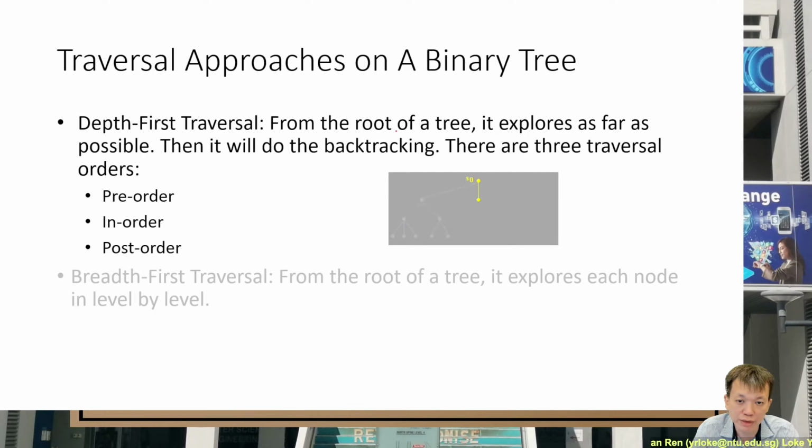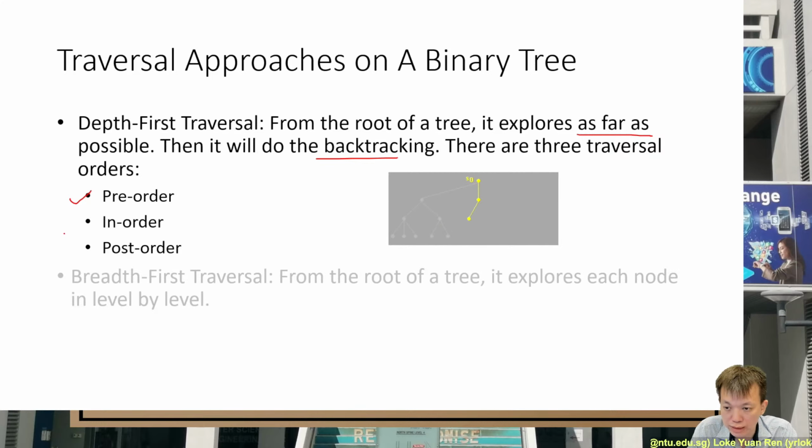So that is the depth first traversal. You start from the root of a tree, and then you explore as far as you can. After you are done with the job, you start the backtracking, return back. Just now the one I showed you, I visit first, and then I travel to the left subtree, then the right subtree. That is known as pre-order. You do the process first. So pre-order depth first traversal.